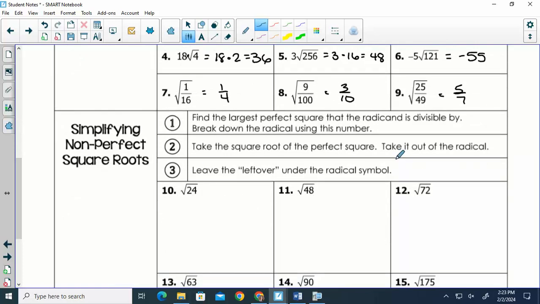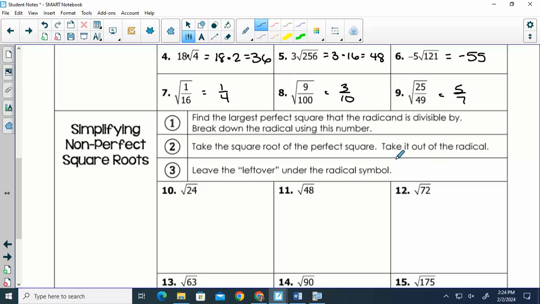First, we're going to try to find the largest perfect square that would divide the radicand. So the number under the radical, the biggest perfect square that goes into it. What do I mean when I say perfect square? Something that's going to come out even. So like those numbers on our list: 4, 9, 16, 25, 36. We're looking for the biggest one that would divide it. Then we take the square root of that. That's the number that comes outside of our radical, and the leftover stays under the radical.